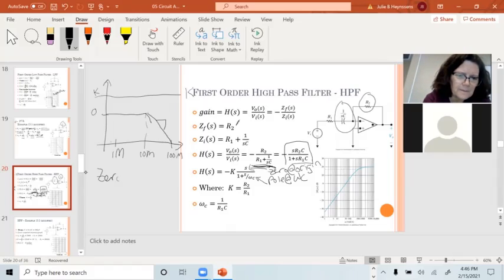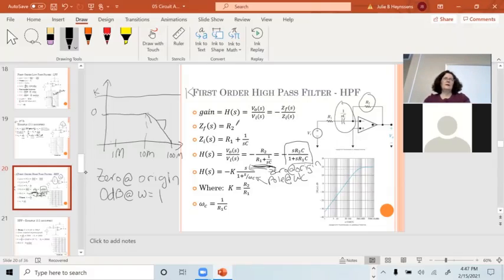Let me write this down. It passes through 0 dB at omega equal 1. And omega equals 1 isn't even on your graph. I've seen people try to draw the graph out to omega equals 1 and have this really huge graph, and that's not the thing to do.